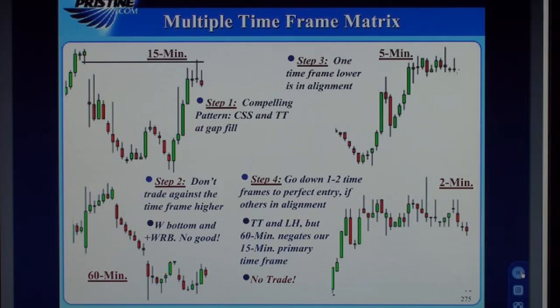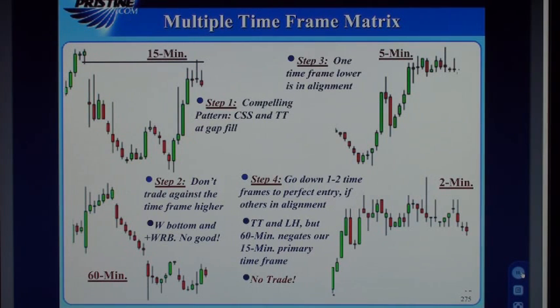Step 1, we have a climactic sell setup with a topping tail in an unfilled gap or an area of resistance suggesting prices should move lower. Step 2, go to the time frame above our primary time frame. Here we have a W pattern, right? A W pattern indicating prices should move higher.